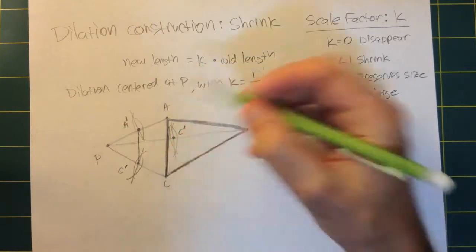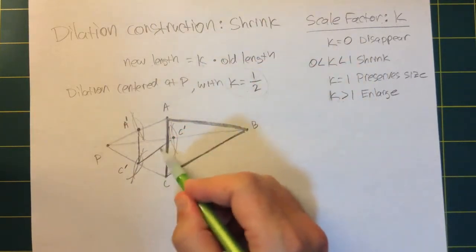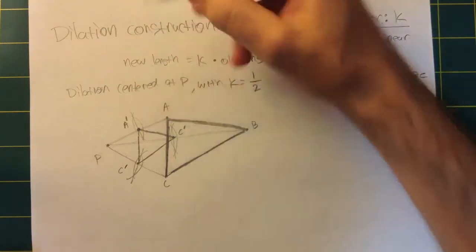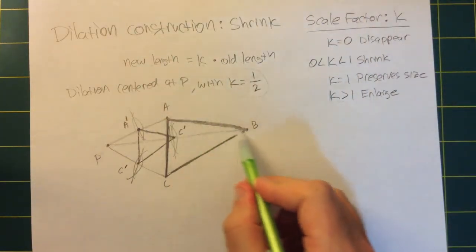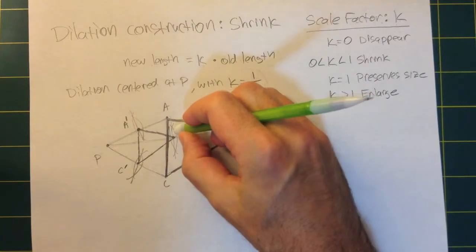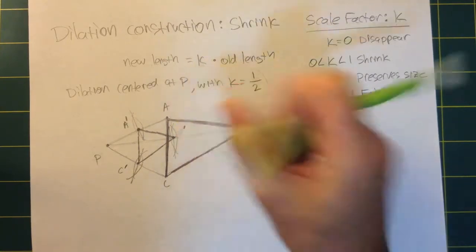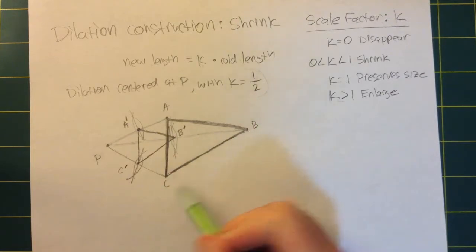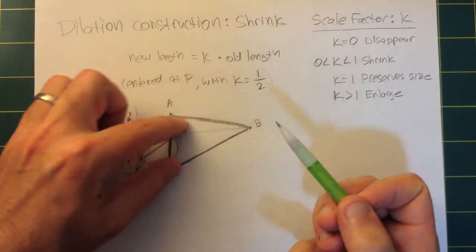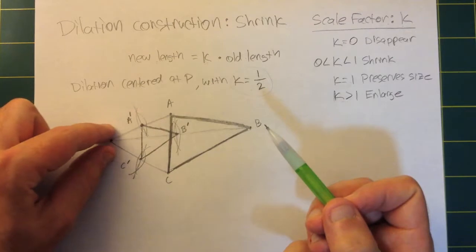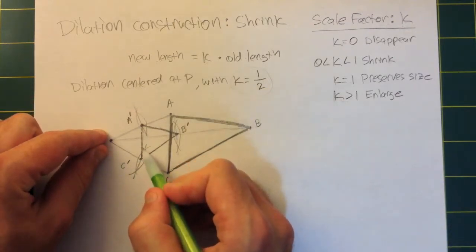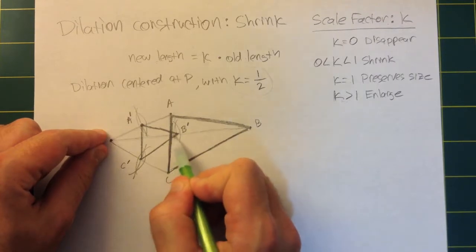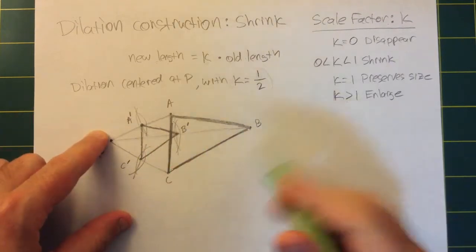Connect these vertices. And you will have taken your original triangle A, B, C, and you grab this triangle and you shrunk it down. It got pulled in towards point P and it got shrunken down by a factor of 1/2 to make this triangle. This all belongs in your notes.